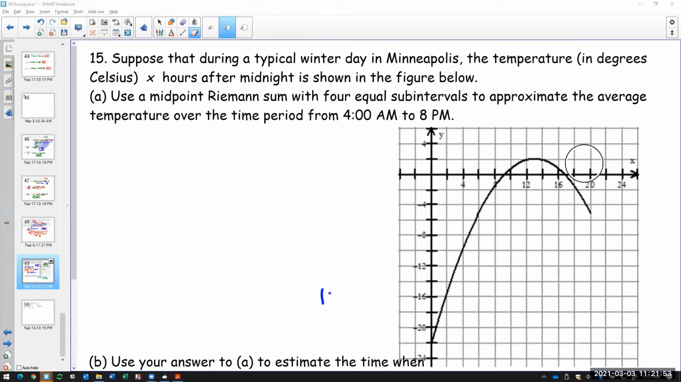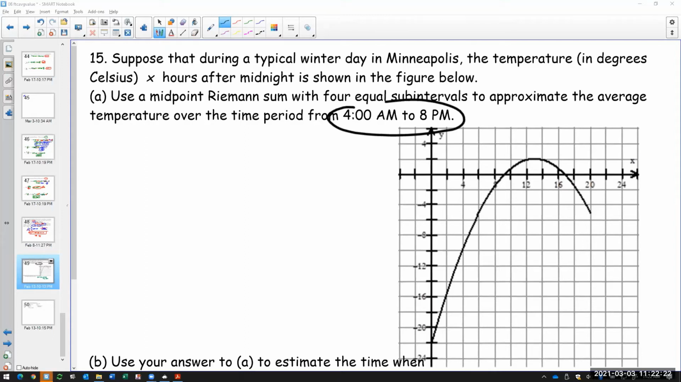It says, suppose that during a typical day in Minneapolis, the temperature is shown in the figure below. And whenever they give you time for the x-axis, like 3 o'clock, 4 o'clock, it's actually kind of hard to figure out because when you go from AM to PM, the numbers start all over. Does that make sense at the 12? So you actually have to use Army time when you're graphing it.